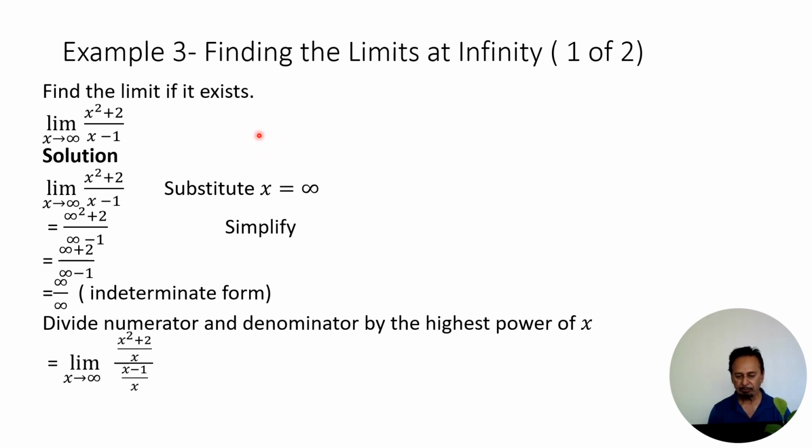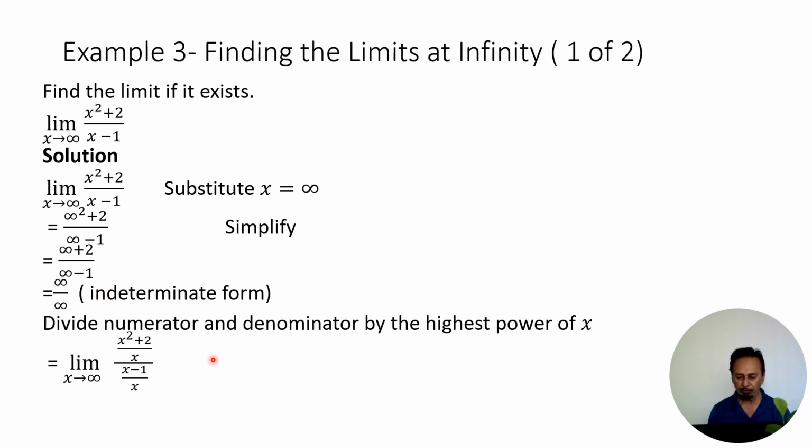Example 3. Now we're going to find the limit of x squared plus 2 over x minus 1 as x approaches infinity. We're going to do the same thing, substitute x equal to infinity for the x's. So you will have infinity squared plus 2 over infinity minus 1. Now infinity squared is infinity, plus 2 stays infinity. Infinity minus 1 stays infinity. Again we get infinity over infinity.